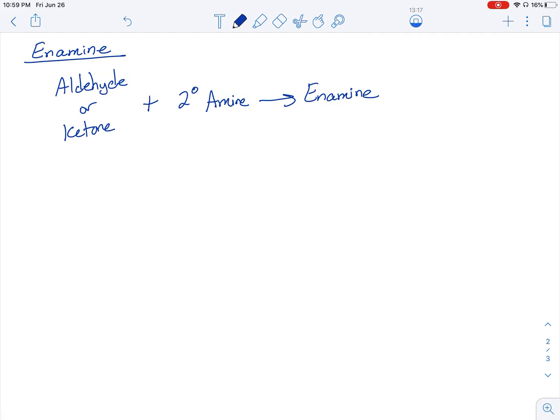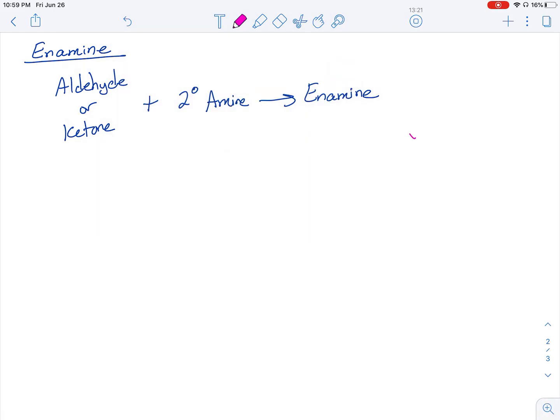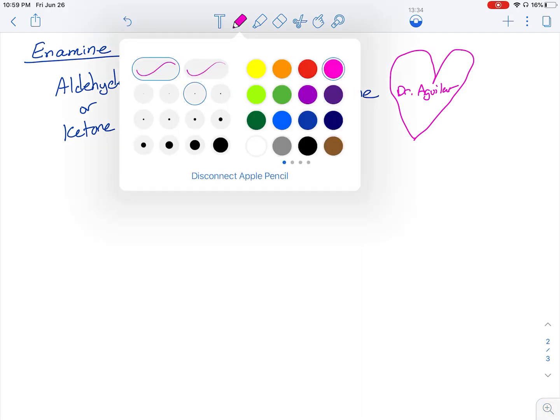So again, so that you do not forget, this is another powerful reaction. So that you don't forget, we're going to add another heart here with my name in it so that you can know that you're supposed to love this, right? You're supposed to love this reaction. And so let's see how this works here.